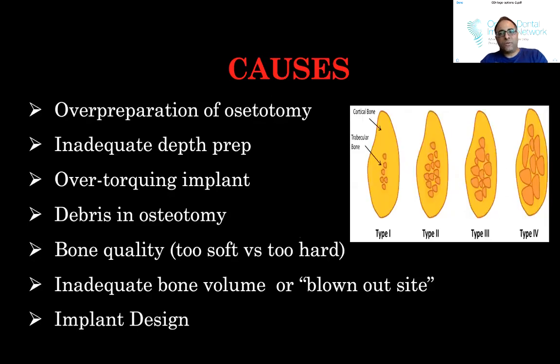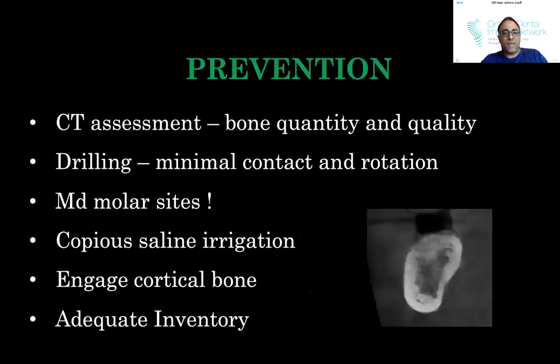So again, as we know, there's different types of quality and quantity of bone. And how to prevent this from happening is you have to assess the CT. Now, of course, there's Hounsfield units and all these things, but at the end of the day, they're not accurate. What I like to do is look at the CT cross-section and I look at the cortical bone and then I compare the cortical to what's inside, the trabecular bone, the cancellous bone. And if there's a huge variation, that tells me that if I don't engage my implant in the crest and I try to go too far subgingival, my implant's going to be floating around. So you have to assess.